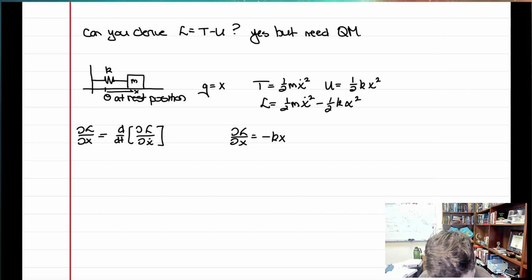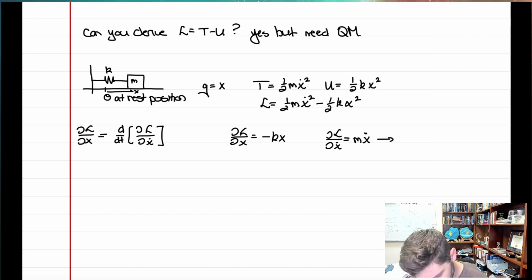Kind of looks like a force. We'll come back to that. And the partial with respect to x dot looks like it's going to be mx dot. And then when I take the time derivative, that then just becomes mx double dot.